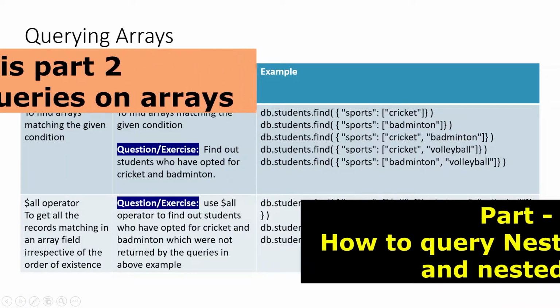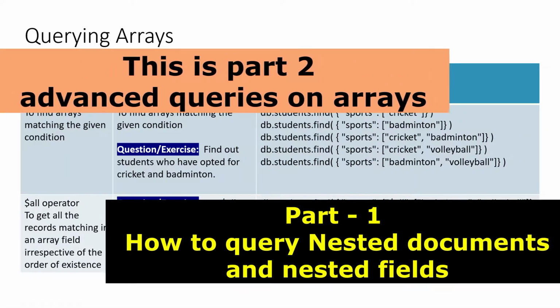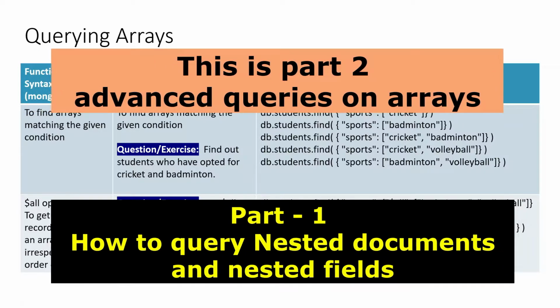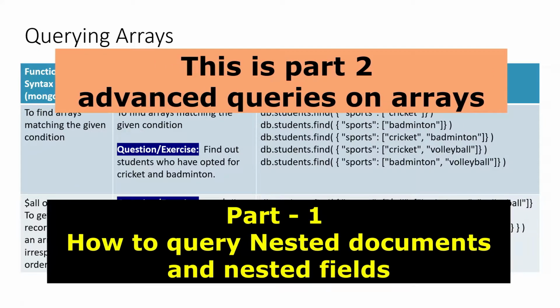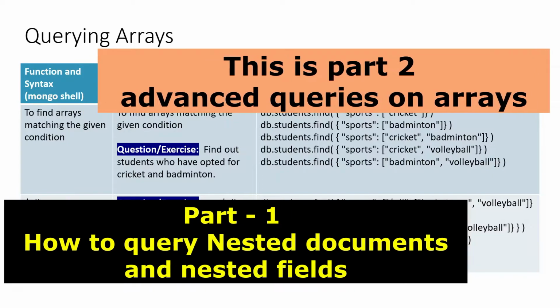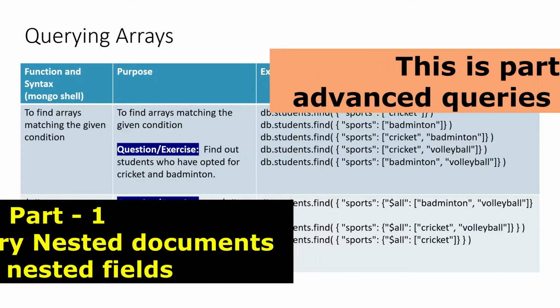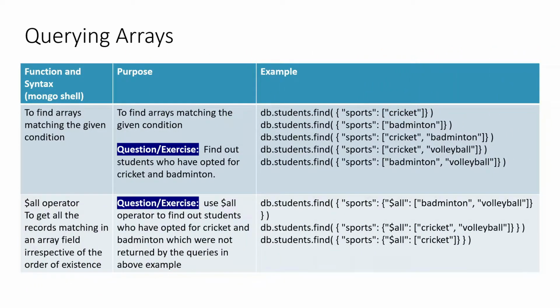So this is part 2 of advanced querying of subdocuments as well as nested documents. In the previous video we talked about how to query the nested documents or nested fields inside a nested document. In this video we are going to talk about querying the arrays in MongoDB. So how can we query the arrays?